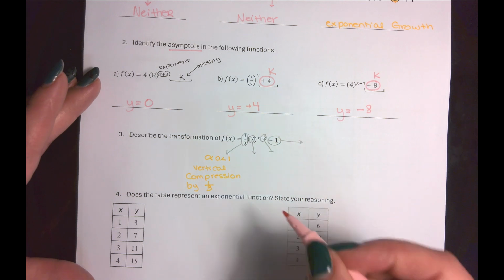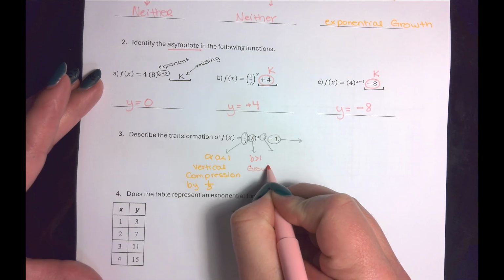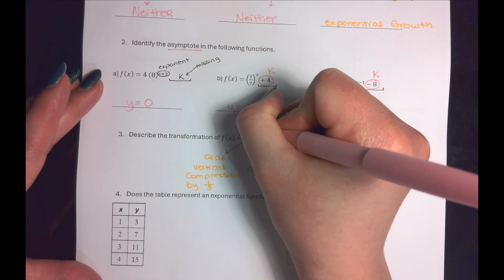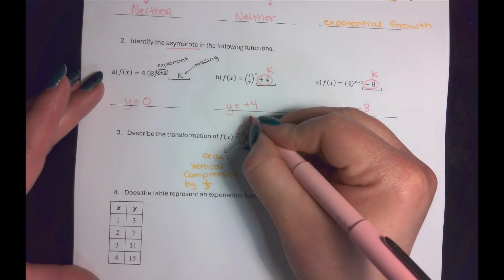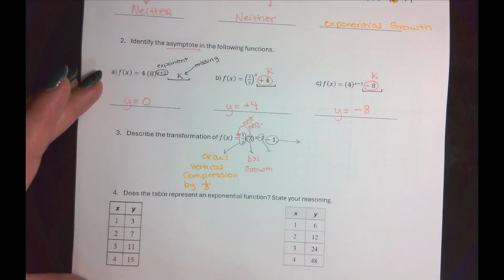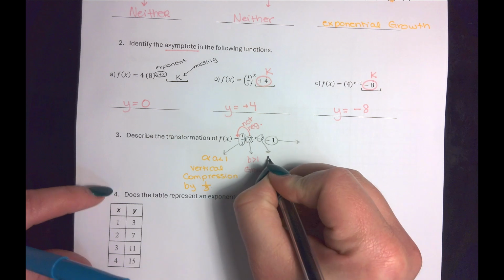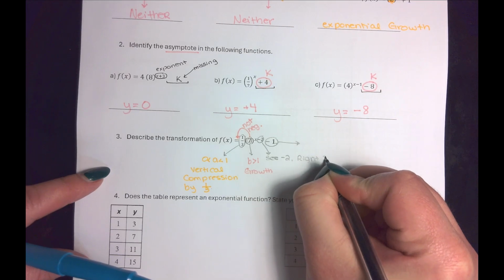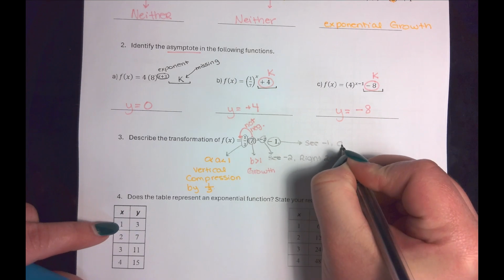Next, we're looking at the B value. B is greater than 1. This is growth. But remember, we have to always look at the A value. If the A value is negative, that means it would become a neither. Since our A value is not negative, then we stay with growth. Next, we have our H value. H is opposite of what you see. So I see a -2. That means I go to the right 2 jumps. K is for keep. I see a -1. That means I go down 1.